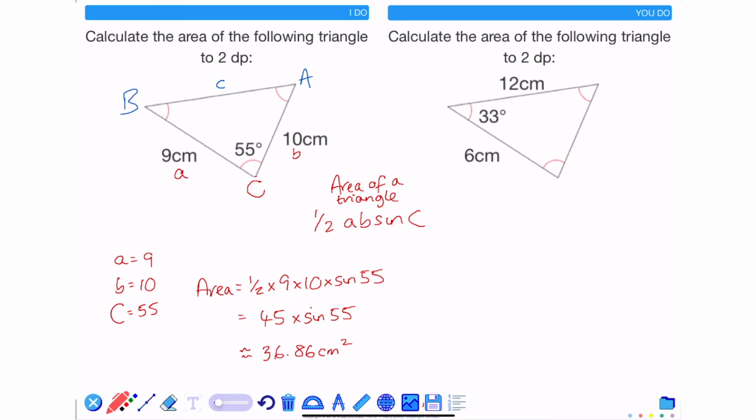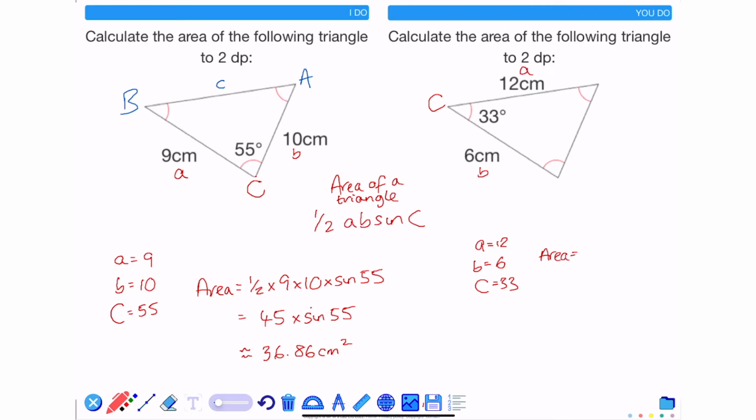So labelling the example on the right hand side, 12 can be a, b will be 6, and C will be the angle that I've been given, which is 33. So knowing that a is equal to 12, b is equal to 6, and C is equal to 33, I can substitute these values in and calculate the area.